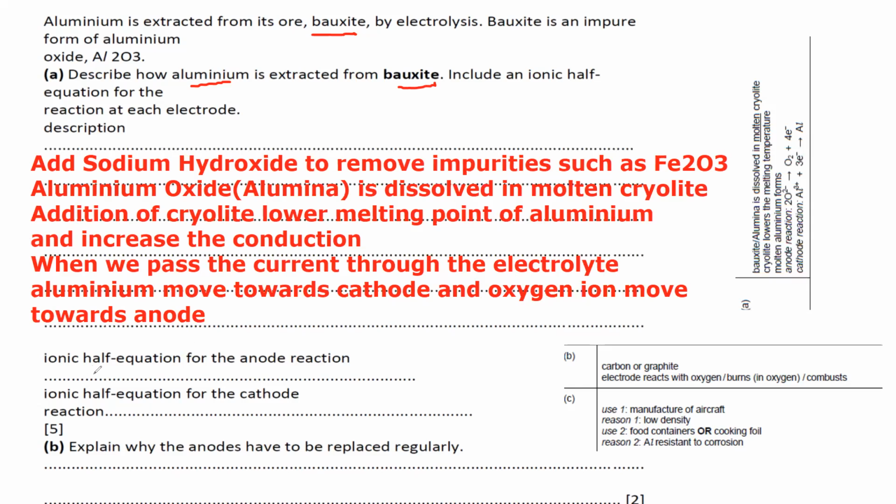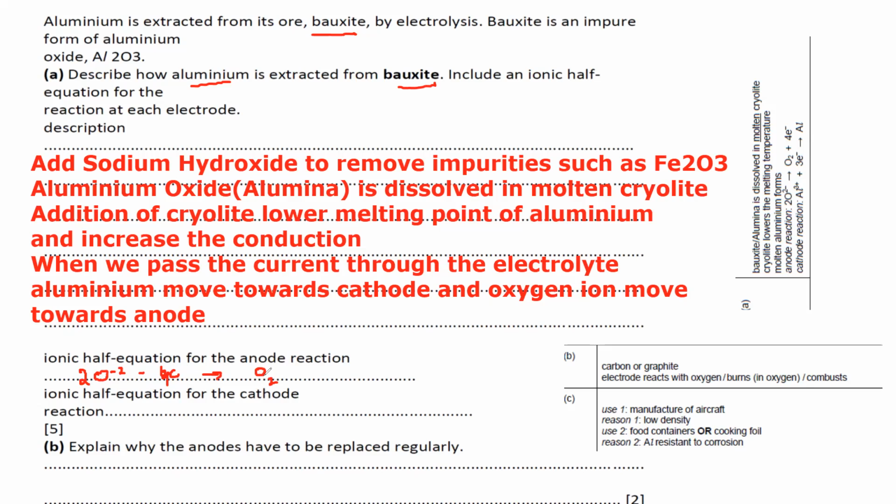So what will the ionic half equation be for the anode? At the anode, sorry, oxygen ions move towards the anode. When one oxide ion is there, it will lose 2 electrons and form an oxygen atom. But when two oxide ions are there, because oxygen is a non-metal and exists as a molecule, they will lose 4 electrons and form oxygen gas.